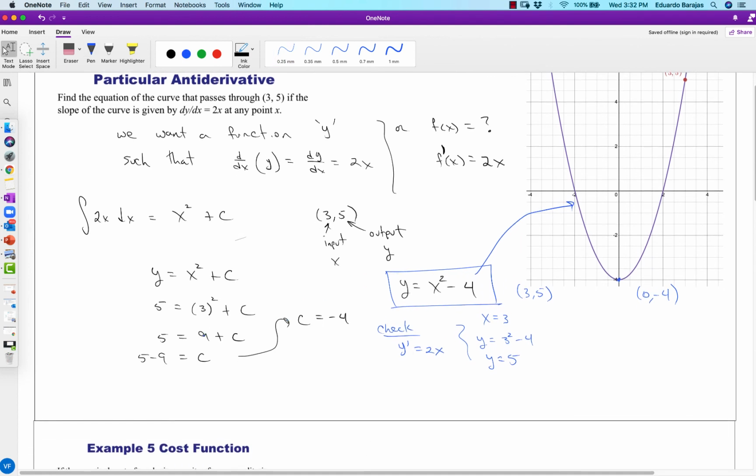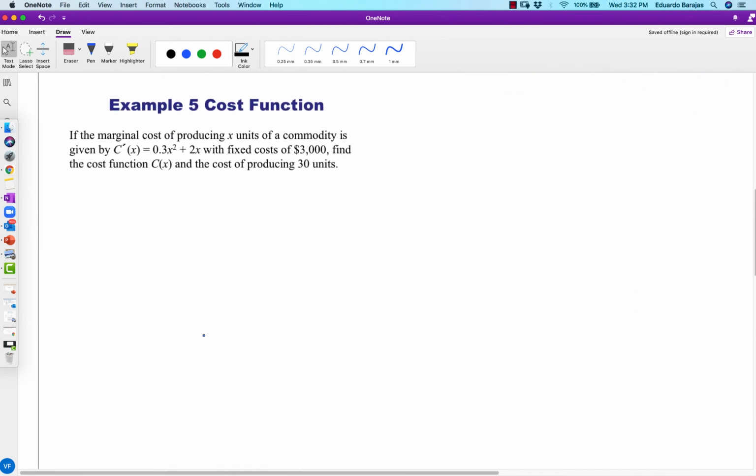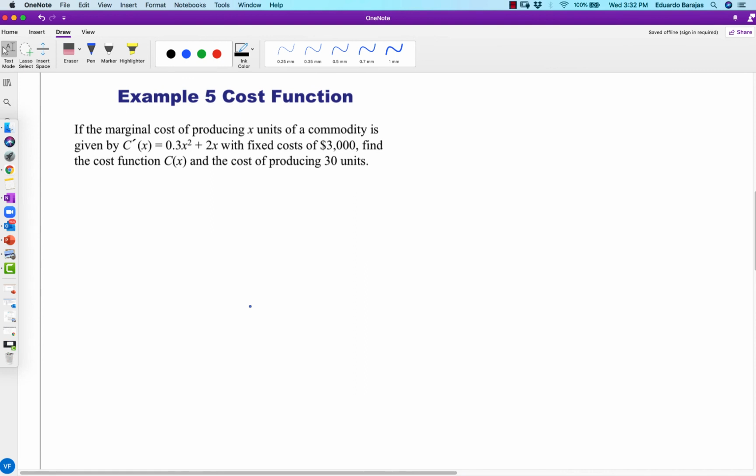Okay, let's try one last one. Example 5. If the marginal cost of producing X units of a commodity is given by C prime of X equals 0.3 X squared plus 2X, with fixed cost of 3,000, find the cost function C of X and the cost of producing 30 units. Okay, so they want you to find C of X given that the derivative of C of X is equal to this. So we're interested in the following.